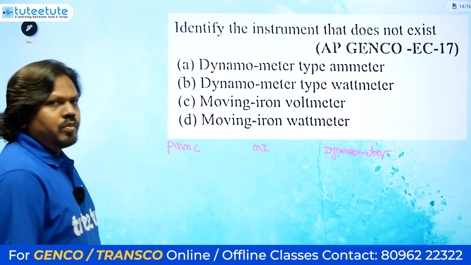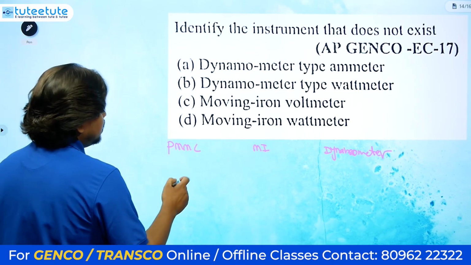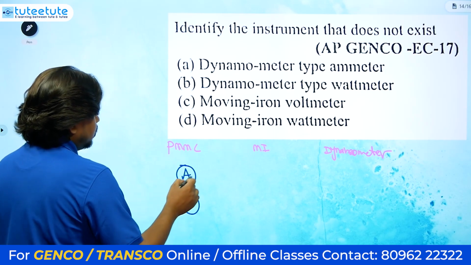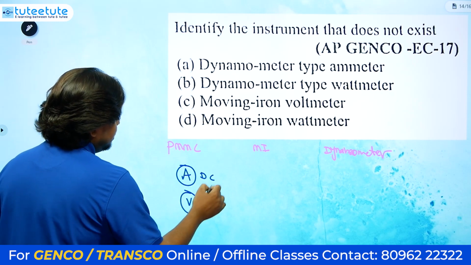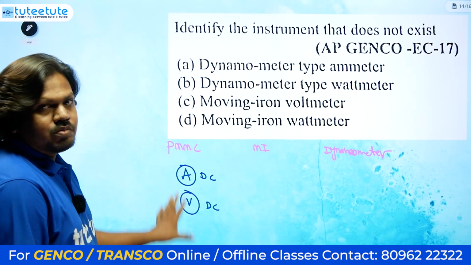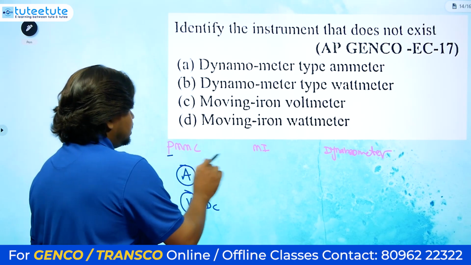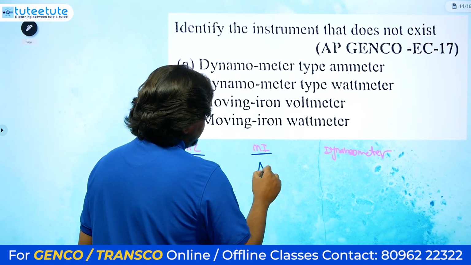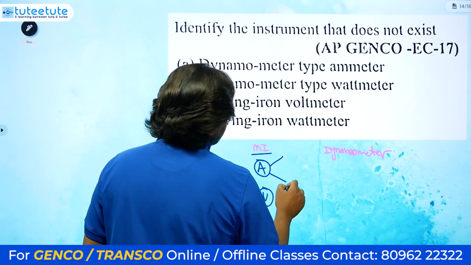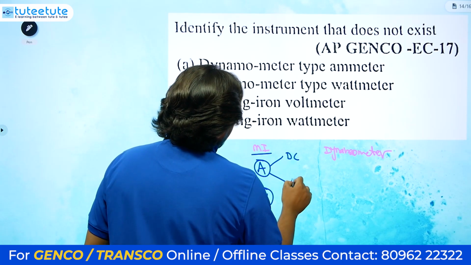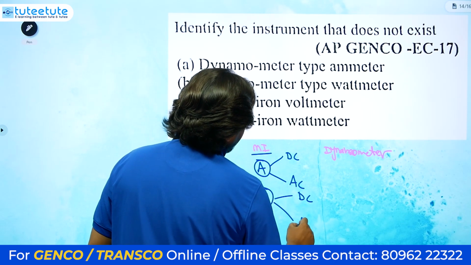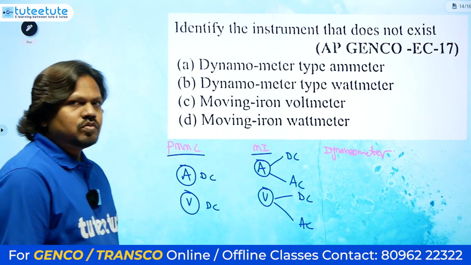For the PMMC, we can use it as an ammeter and as a voltmeter, but only DC ammeter and DC voltmeter. AC we cannot use. PMMC is strictly only for DC. Similarly, moving iron can be used as an ammeter and as a voltmeter. In the ammeter we can use both DC and AC, and similarly for the voltmeter, both AC and DC.